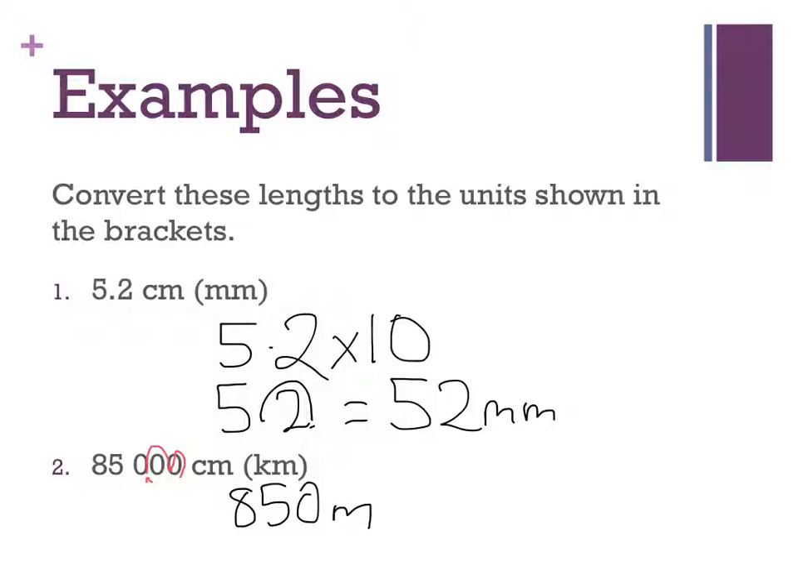Now I need to go from metres to kilometres. So how many metres are there in a kilometre? Well, there's 1,000. So I have to take that 850 and divide it by 1,000. So that's 1, 2, 3 decimal places. 0.85 kilometres. So see how I did that one bracket at a time? 85,000 centimetres is the same as 0.85 kilometres. And that's it, guys. That's basic length and perimeter.